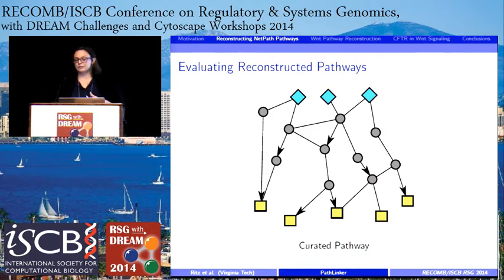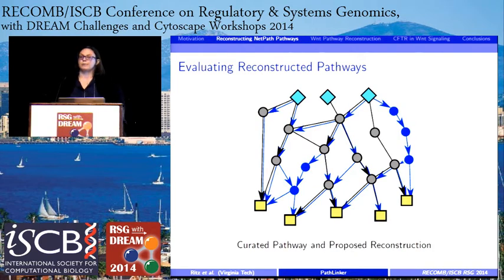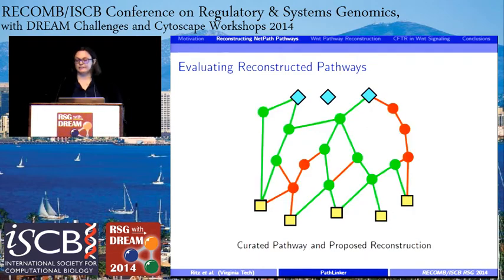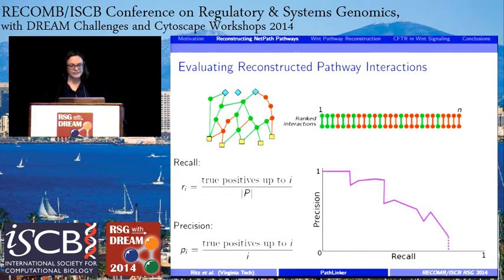Well, we have at our disposal a curated pathway from NetPath or KEGG or RECOMB. And what we can do is we can layer on our proposed reconstruction. And from here, we can establish the true positive nodes and interactions, the false positive nodes and interactions, and the false negative nodes and edges, which are green, red, and gray here. Many algorithms, including PathLinker, often return a ranking of these nodes and interactions. And we can evaluate how well an algorithm performs based on precision and recall.